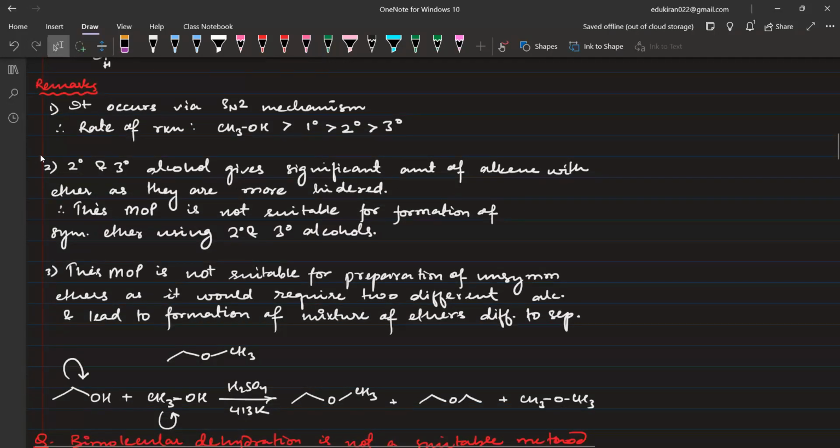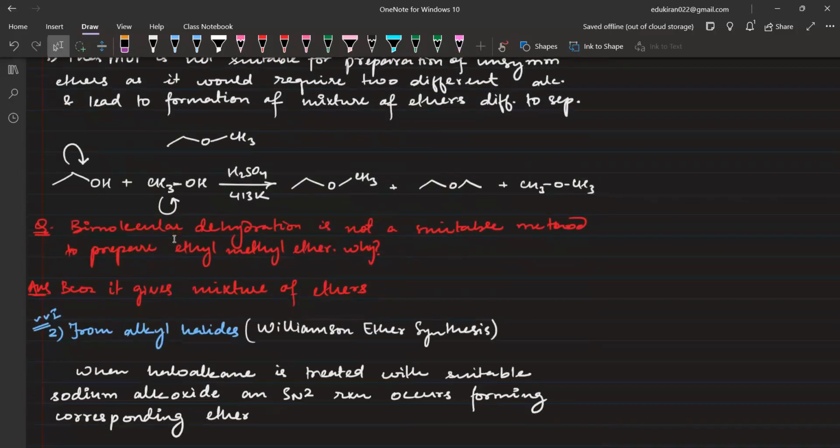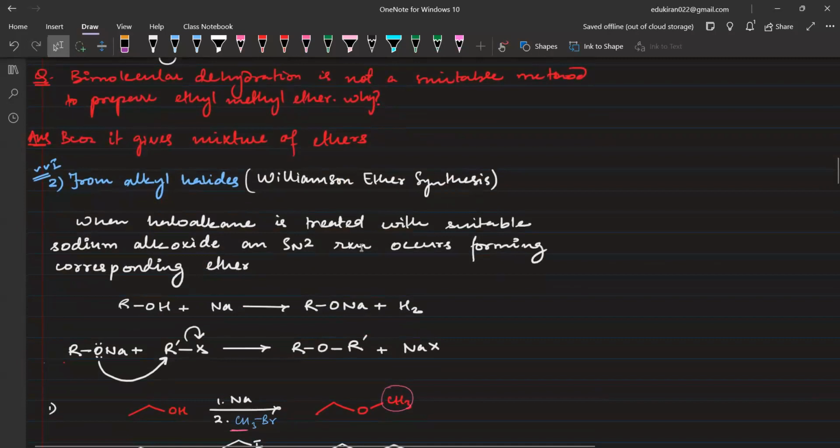Then they can ask you why 2 degree and 3 degree alcohol give significant amount of alkene, because they are more hindered. Why this method of preparation is not suitable for the preparation of unsymmetrical ethers. This is one question. Then this one question can be asked in a completely different language also. Generally बच्चे identify नहीं कर पाते. That is, bimolecular dehydration is not a suitable method to prepare ethyl methyl ether. Why? ठीक है?